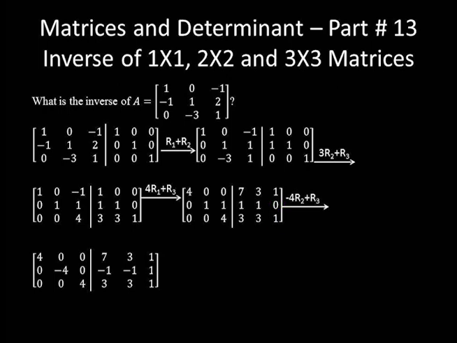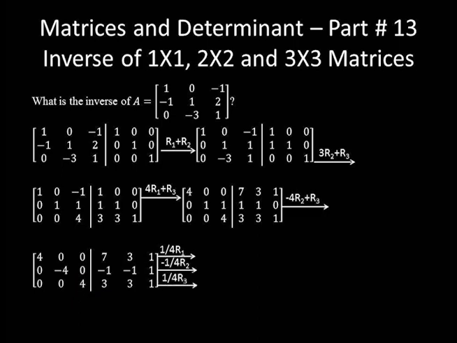Now, we make all elements of this left-hand side matrix other than main diagonal elements 0. What's left is just to make this main diagonal elements 1. To convert this 4 to 1, we have to multiply it by 1 over 4. To convert this negative 4 to 1, we have to multiply it by negative 1 over 4. To convert this 4 to 1, again we have to multiply it by 1 over 4.